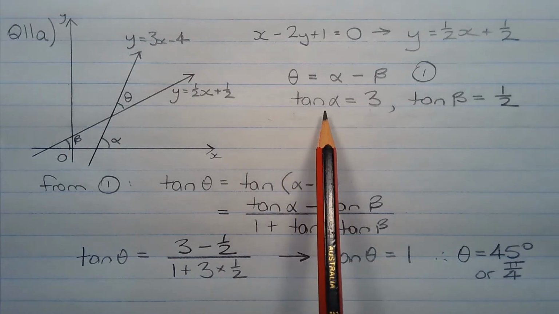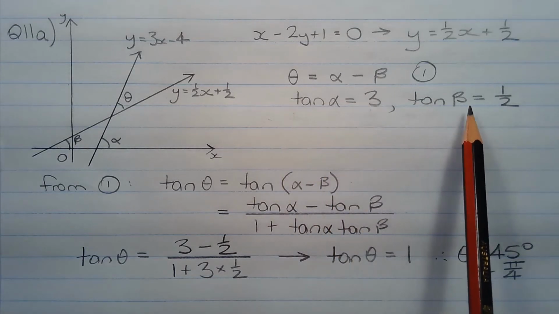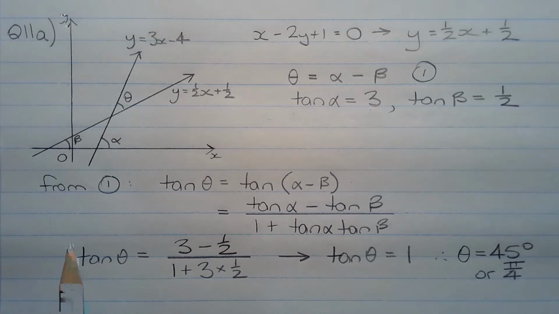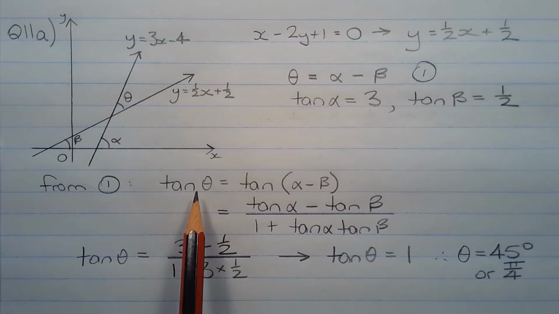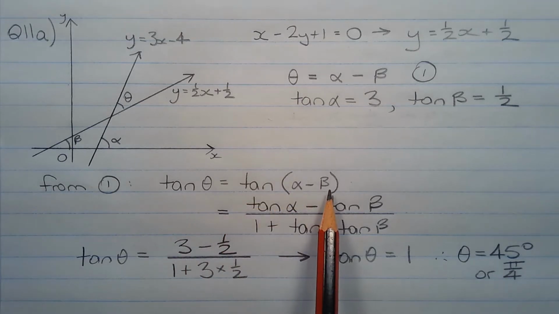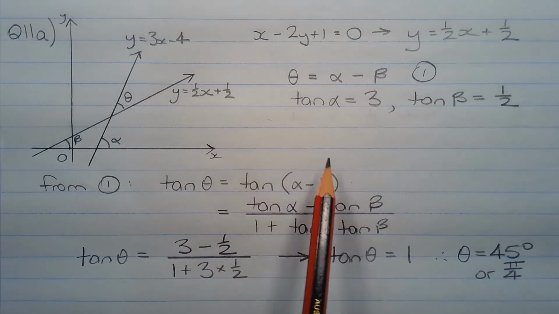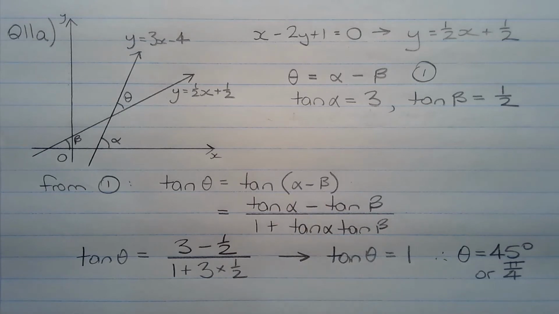Now tan alpha equals 3 and tan beta equals half. So from equation number 1, if I take the tan of both sides, tan theta is equal to tan of alpha minus beta. So we have the tan of a compound angle, or the difference between two angles, and that equals tan alpha minus tan beta over 1 plus tan alpha tan beta.